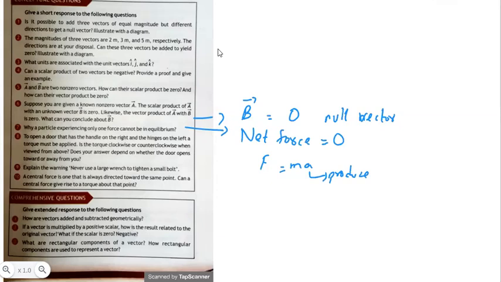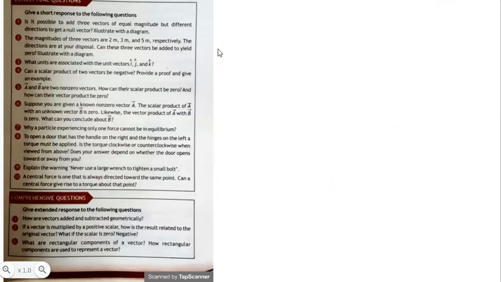Question number 8 is: to open a door that has the handle on the right and the hinge on the left, a torque must be applied. Is the torque clockwise or counterclockwise when viewed from above? Does your answer depend on whether the door opens towards or away from you? Yes, it depends on whether the door is opening away from us or towards us.